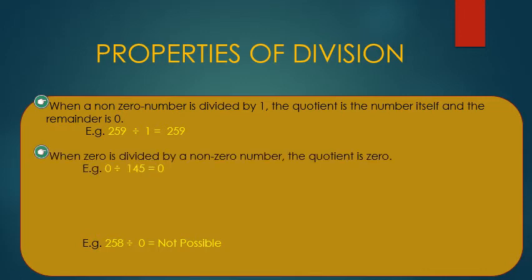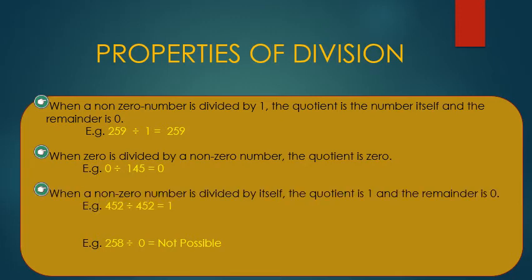The second property says when 0 is divided by a non-zero number, the quotient is 0. Whenever you divide 0 by any number, the quotient will always be 0. The third property says when a non-zero number is divided by itself, the quotient is 1 and the remainder is 0. If you divide a number by itself, the quotient will always be 1. And the last property says we cannot divide a number by 0. So dividing any number by 0 is not possible. These are the properties of division.